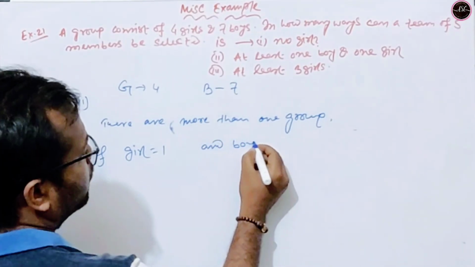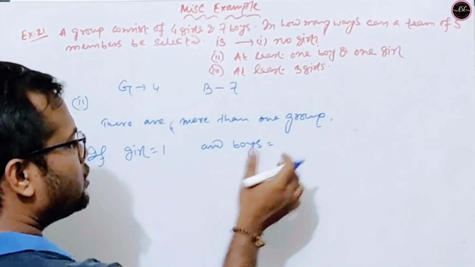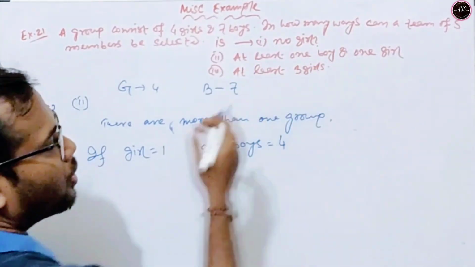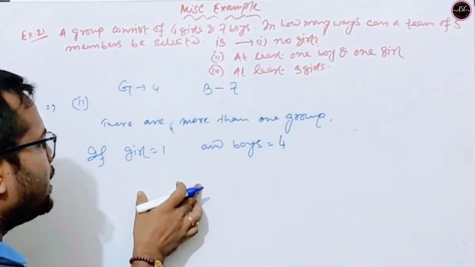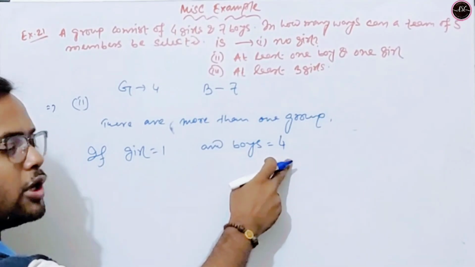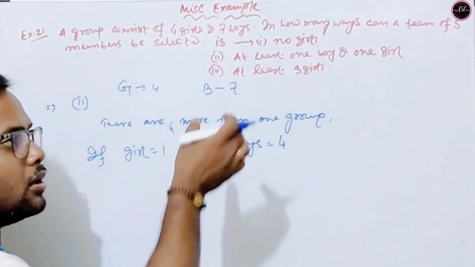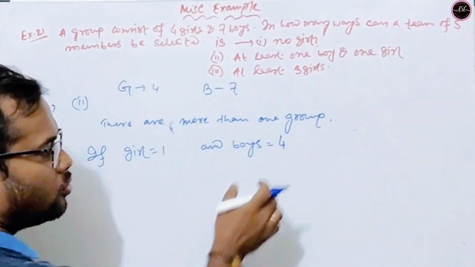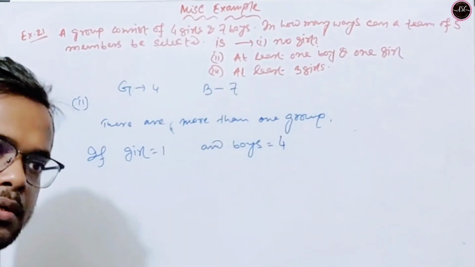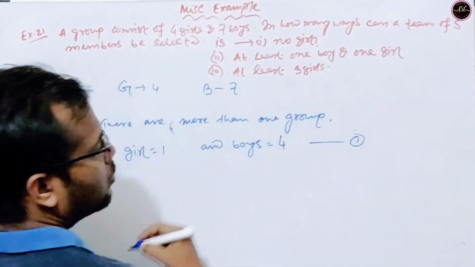And boys equal to, we have to select 5 members. So boys should be 4. So here the condition is satisfied: at least 1 girl, and here boys is 4. So above 1. Here the question says at least 1, so we have above 1. That should comply with this. So this is one condition.